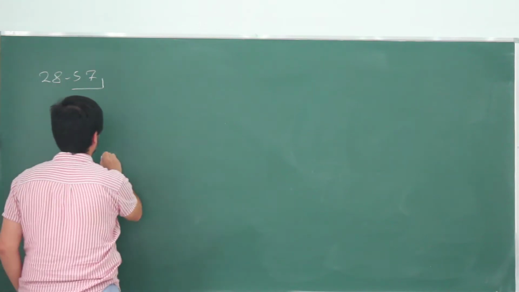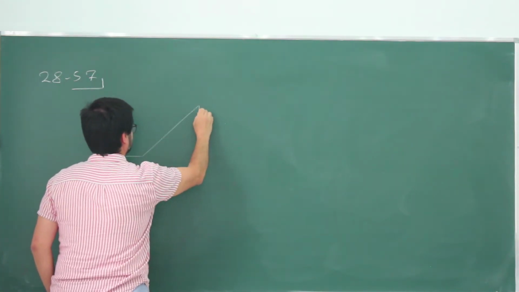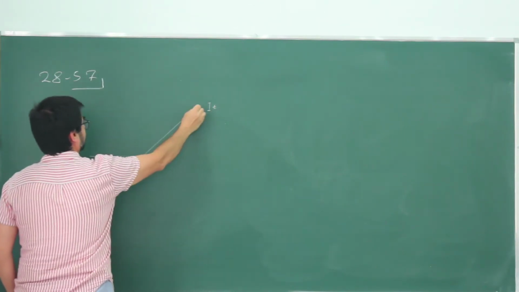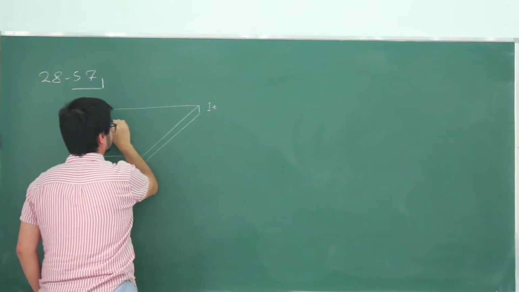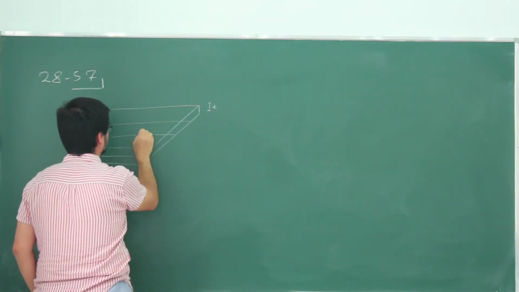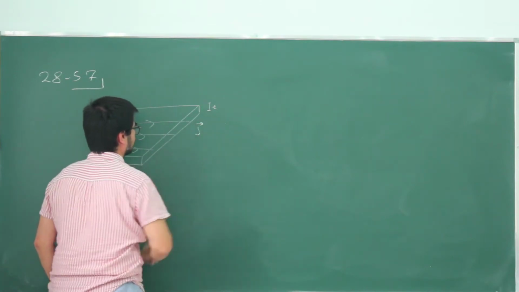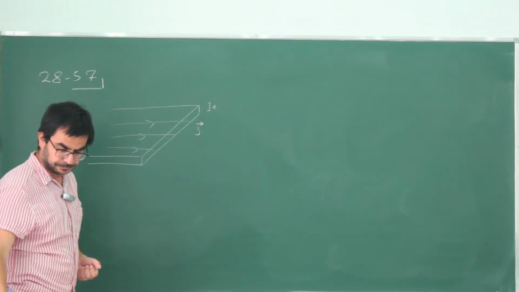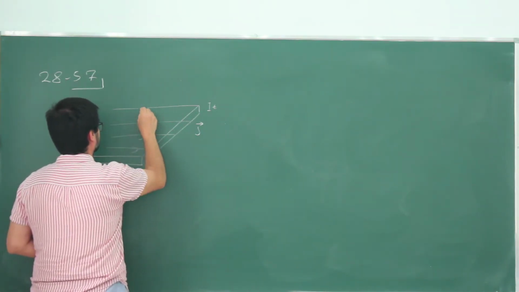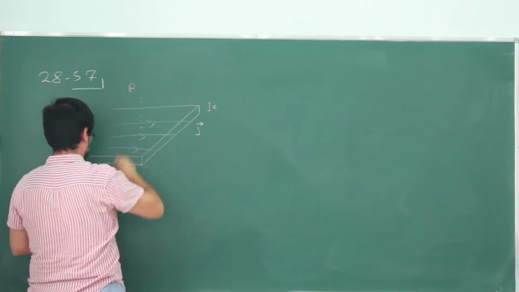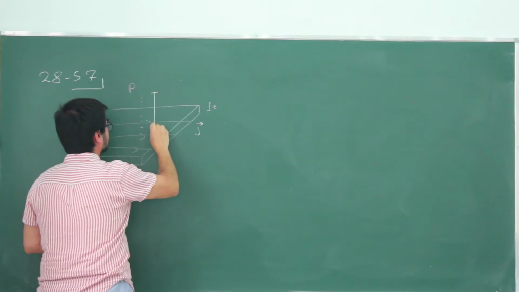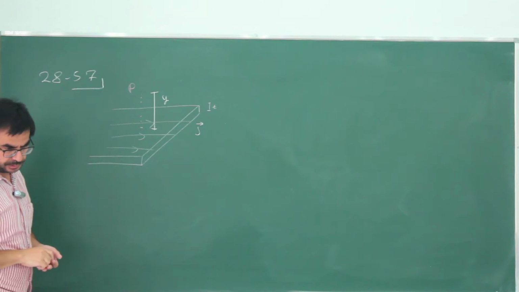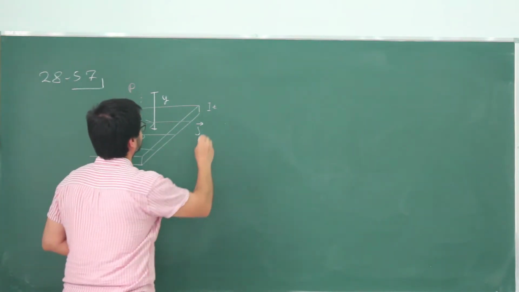So let me first make a drawing, just to illustrate what's going on here. We have some infinite sheet of thickness T, and this is carrying some current density of J throughout, and we are looking at a point P that is a distance y from this plane, and we are asked the magnetic field at this point. So what's the magnetic field at the point P?